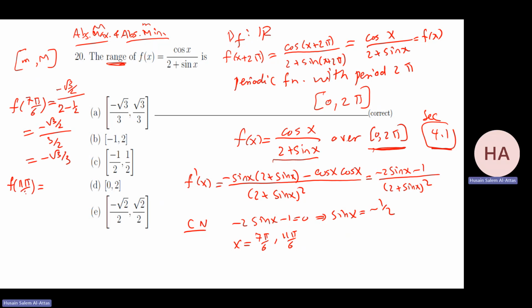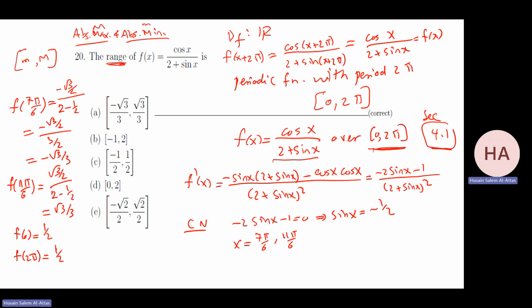Cosine 11 pi over 6 is what? Square root 3 over 2, minus half. Still the sine in the fourth quadrant is negative. That gives me square root 3 over 3. F at 0, that will be half. F of 2 pi, that gives me what? Cosine 2 pi is 1. It will be half also.